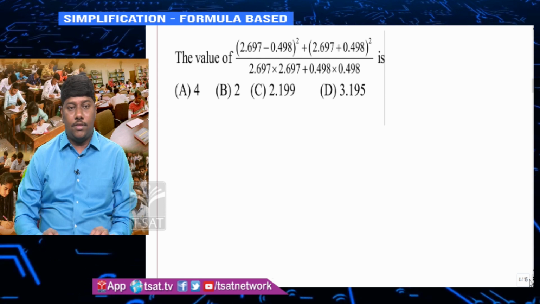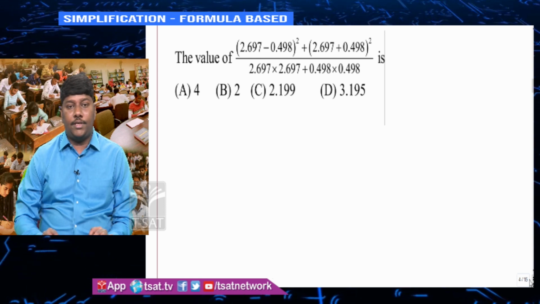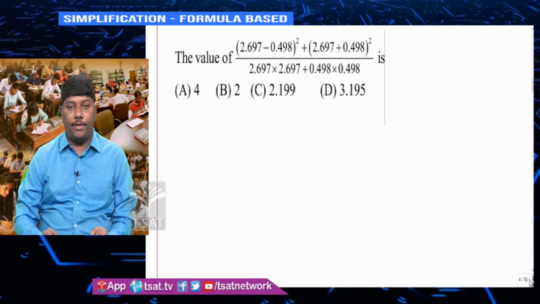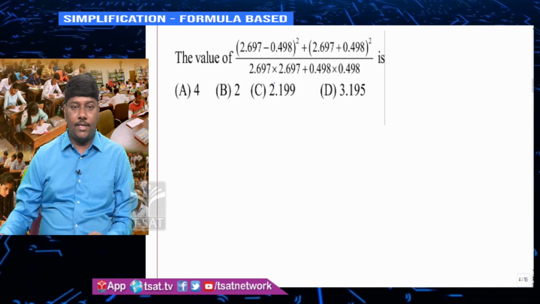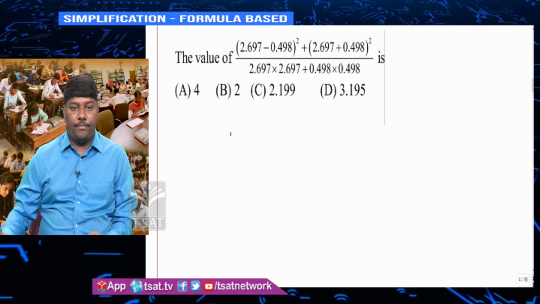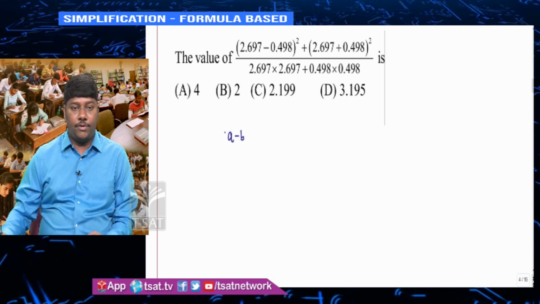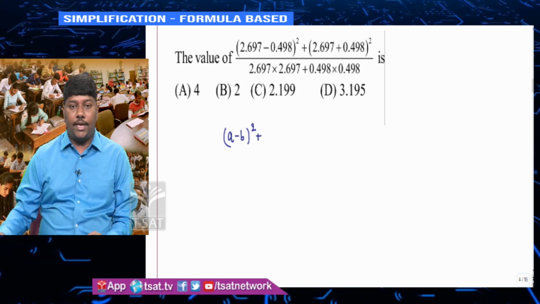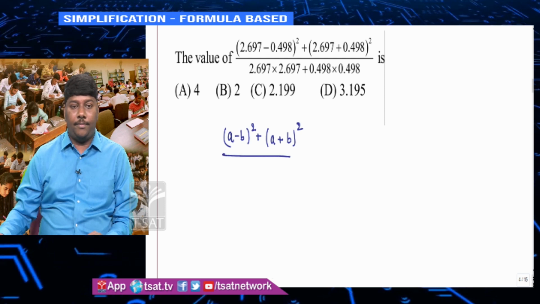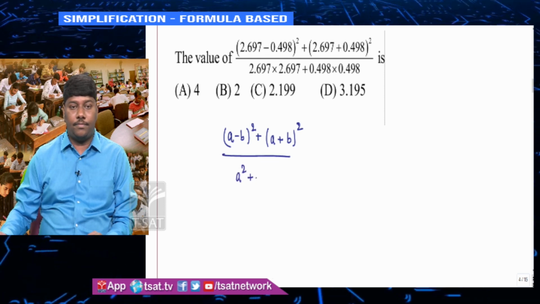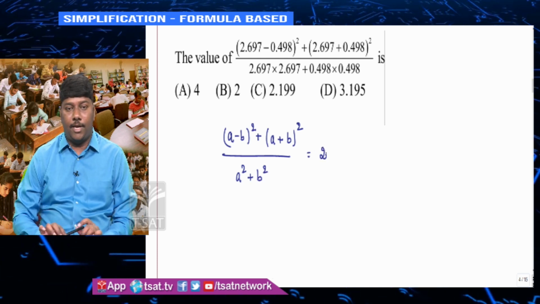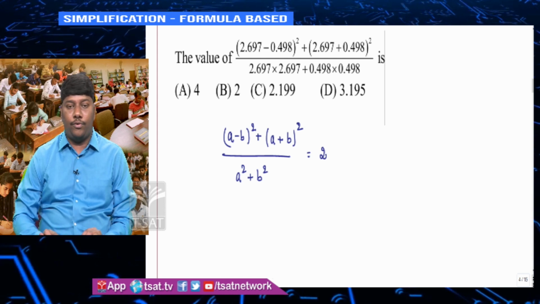Now look at this question. This question is 2.697 minus 0.498 whole square. It is like a minus b whole square plus a plus b whole square by 2697 into 2697. That is, you can say a square plus b square, simply in the form of a minus b whole square plus a plus b whole square divided by a square plus b square, which is equal to, we know, 2. We have already discussed this formula in the previous class. The result is 2. But what is a here?